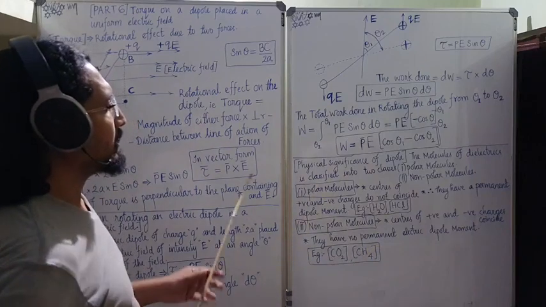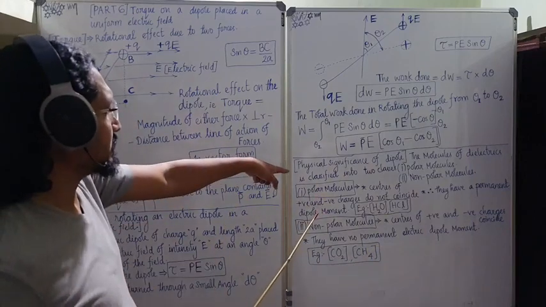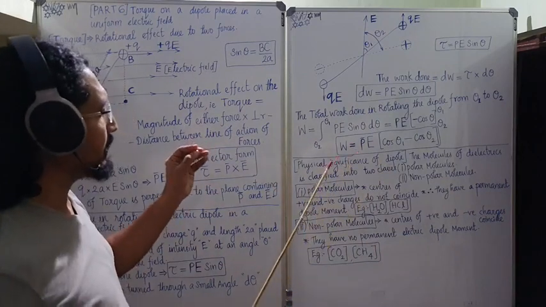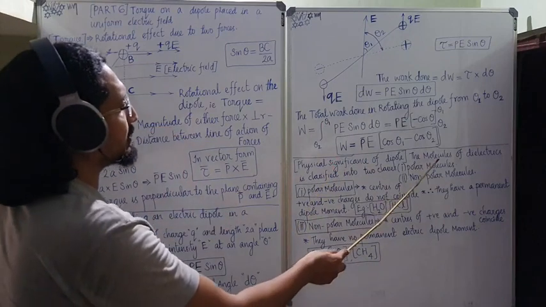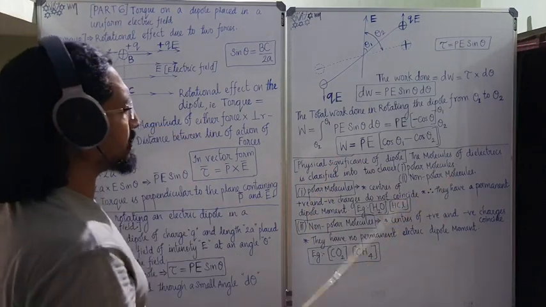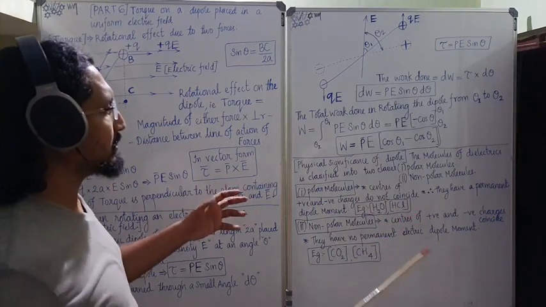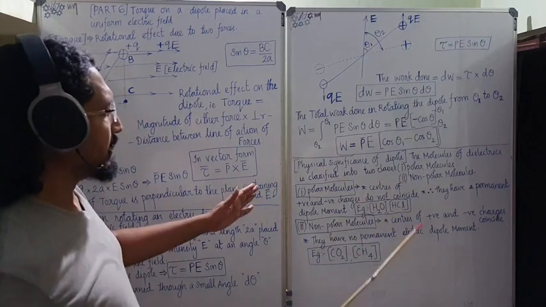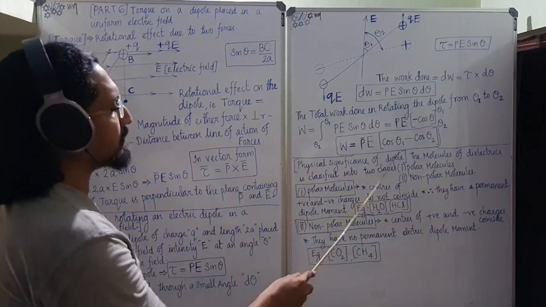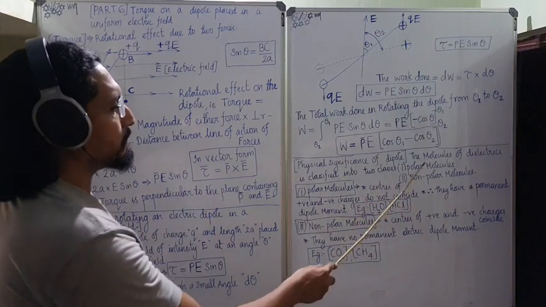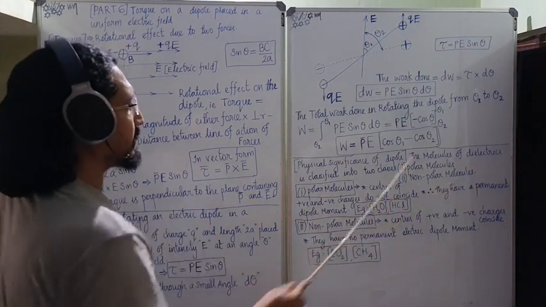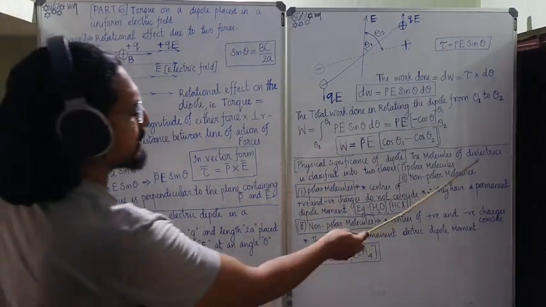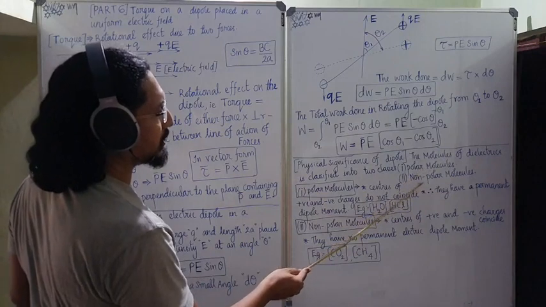Then we will turn to the physical significance of the dipole. A dipole is a material consisting of the molecules of a dielectric. Dielectrics have positive and negative charged polar molecules and non-polar molecules. The molecules of which dielectrics are constituted are classified into two classes: polar molecules and non-polar molecules.